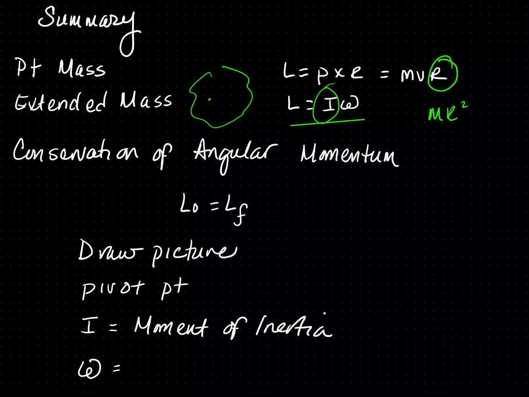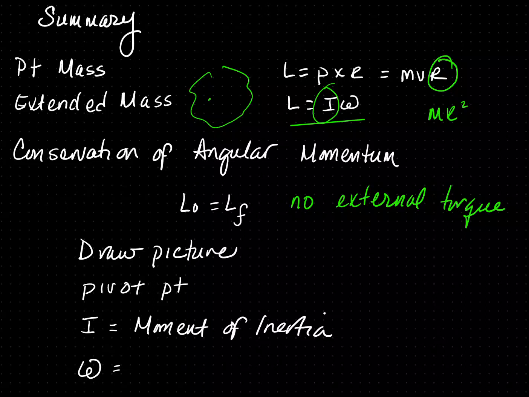Conservation of angular momentum is very similar to conservation of linear momentum. This applies when objects are rotating. Conservation of angular momentum states that the initial angular momentum is equal to the final angular momentum as long as there's no external torque. So that means there's no friction, no outside torques that are being applied.